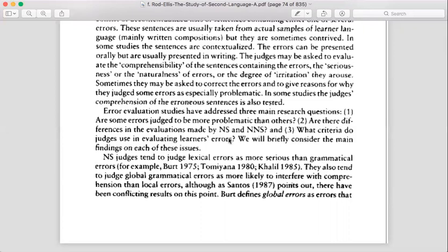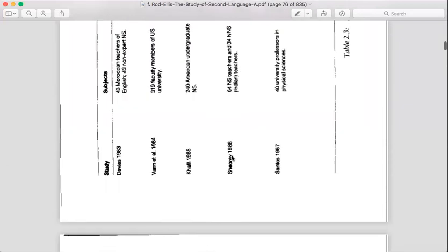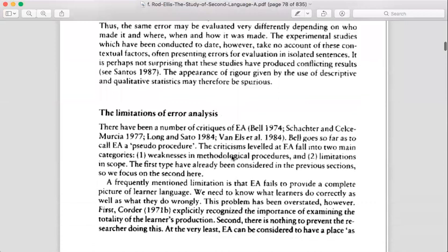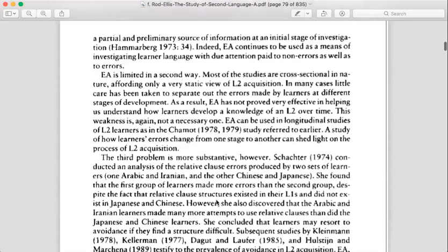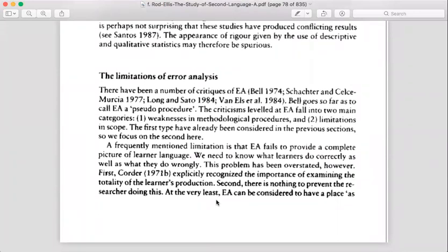So this is how evaluation takes place, and there are these factors that may impact on the evaluation. I think that's all. And as far as the limitations of error analysis are concerned, these are related to the factors of evaluation. These happen to be the weaknesses in methodological processes, and there is limitation in the scope. Here it's a short paragraph related to the limitation of study, and we can discuss these limitations as 3 problems.